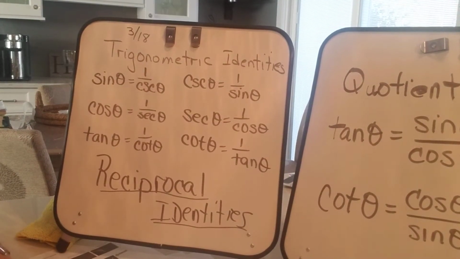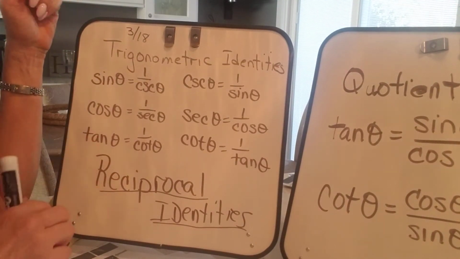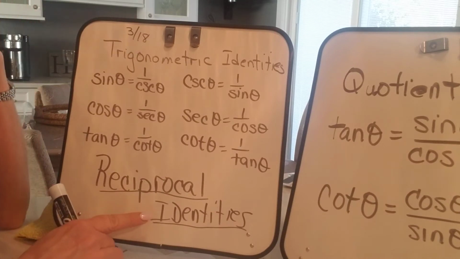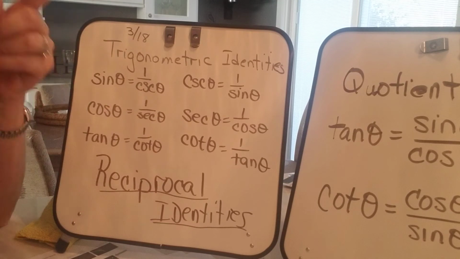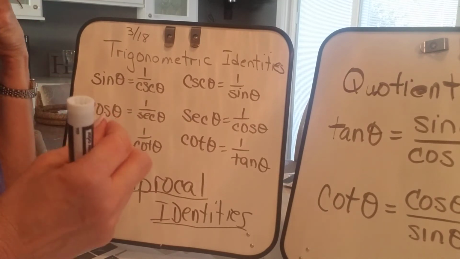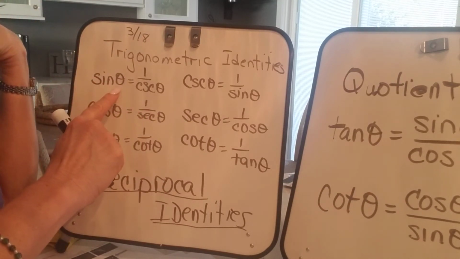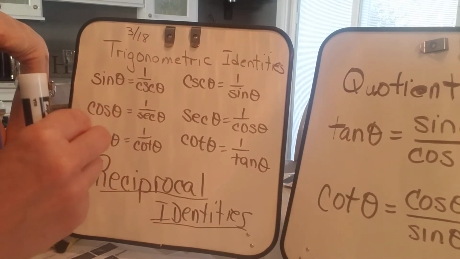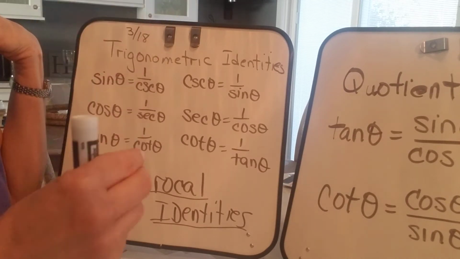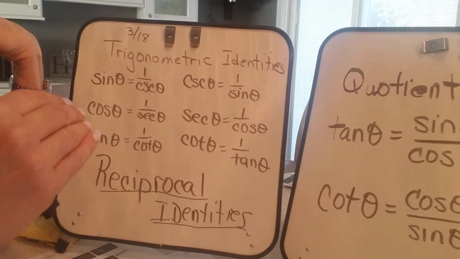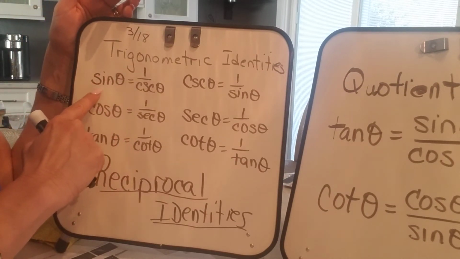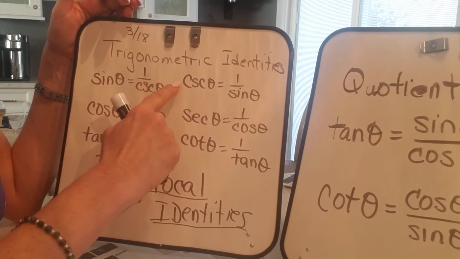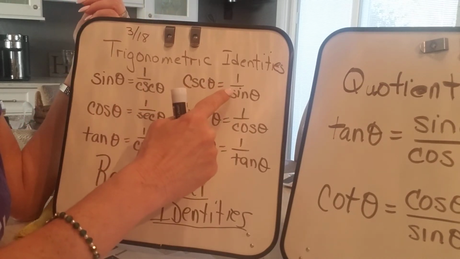I'm going to introduce you to the first set of identities that you need to know. These are called reciprocal identities. You know that sine and cosecant are each other's reciprocals. The sine of theta, that's the symbol for theta, that's the angle. So if the sine of the angle was 3/5, the cosecant was 5/3. A reciprocal means it's 1 over it. So sine is 1 over cosecant, and the other way, cosecant is 1 over sine.